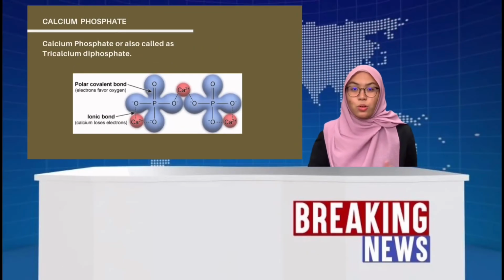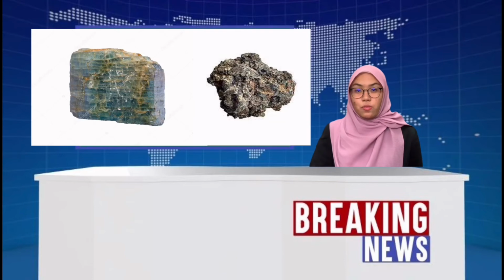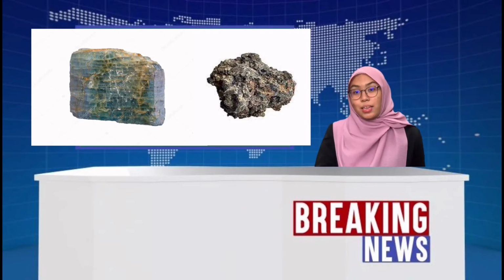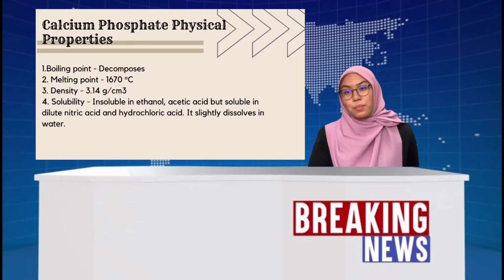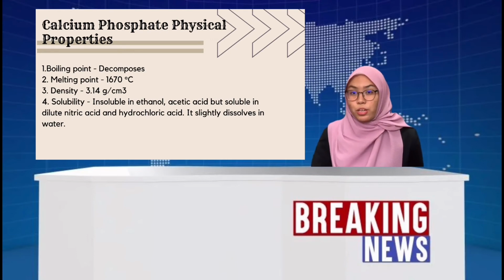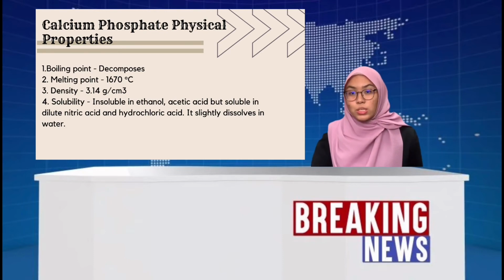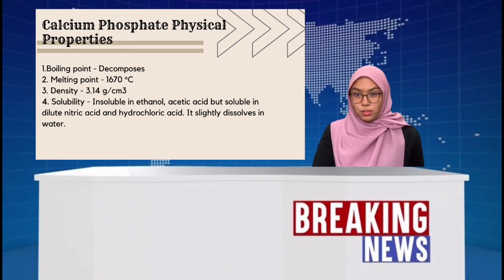Calcium phosphate, also called tricalcium diphosphate, is a white solid that we can actually find in living organisms, like bone mineral. Its melting point is 1670 Celsius and it often decomposes before reaching its boiling point. Its density is 3.14 grams per cubic centimeter and it is insoluble in ethanol but soluble in diluted nitric acid. Also, it is slightly dissolved in water.